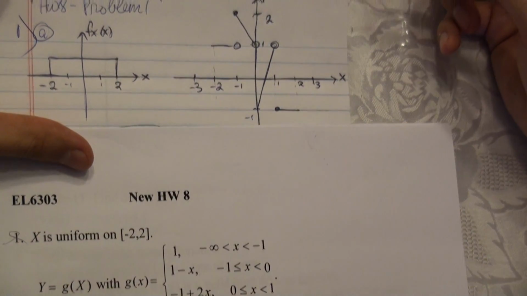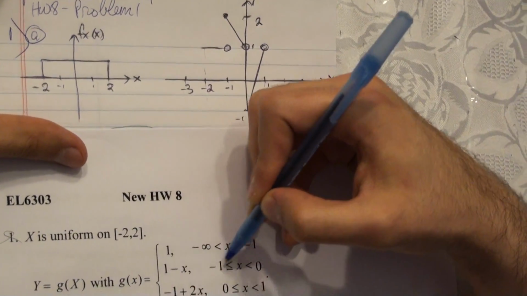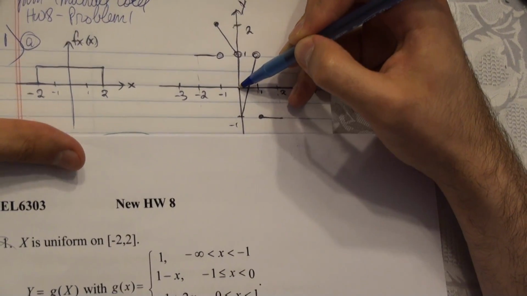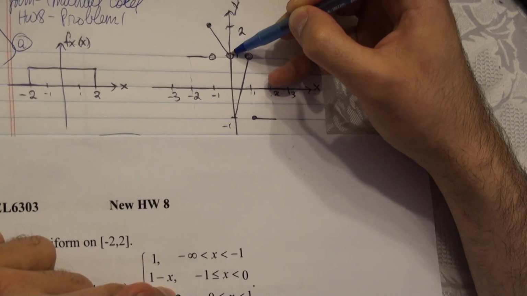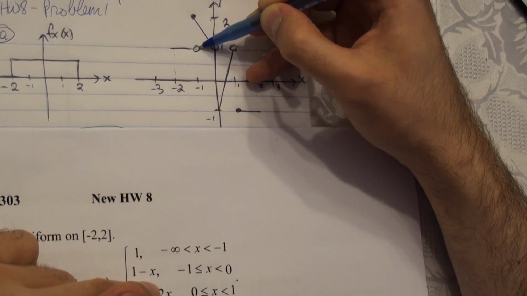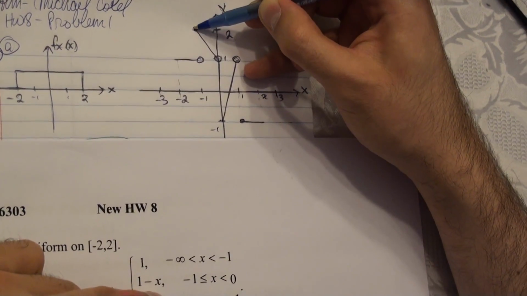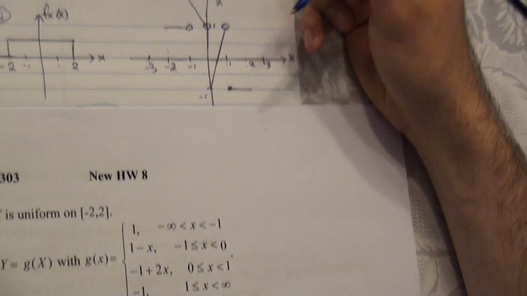1 minus x. So at -1, plug in -1, we get 2, and this goes to 0, and it's a straight line, and at 0 we get 1, so it just goes like this. Now I draw these little circles because I wanted to show that this point is not included. This is the point that's included. And that's just from the inequality signs.